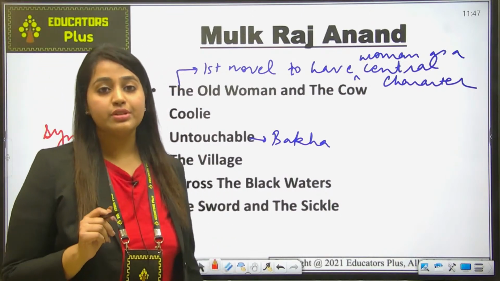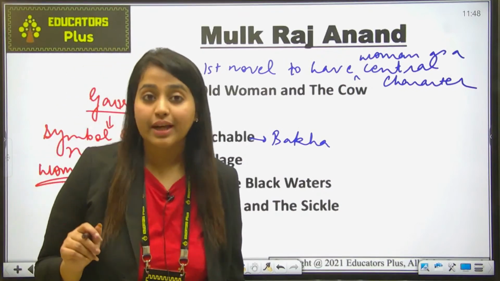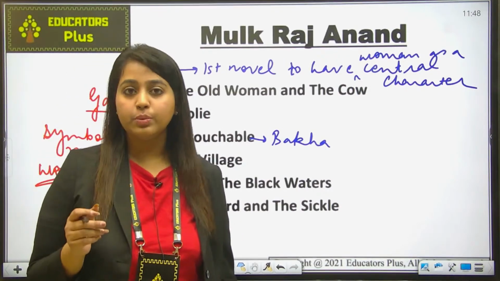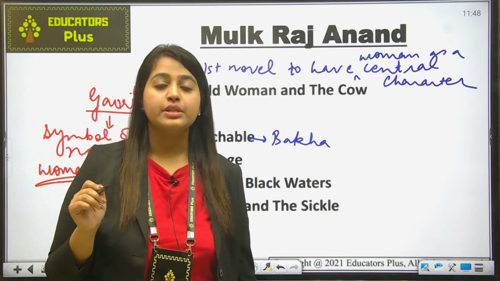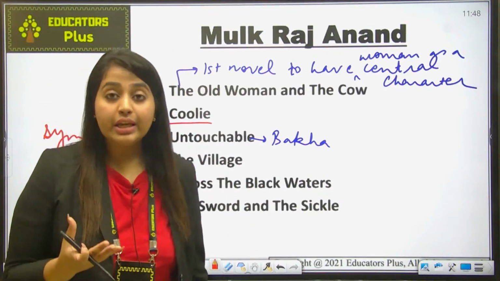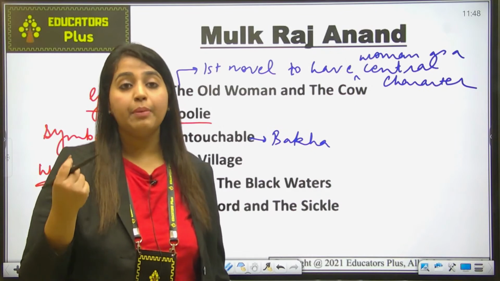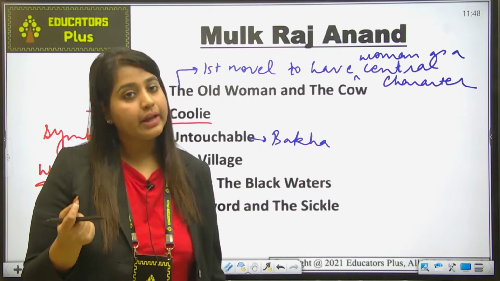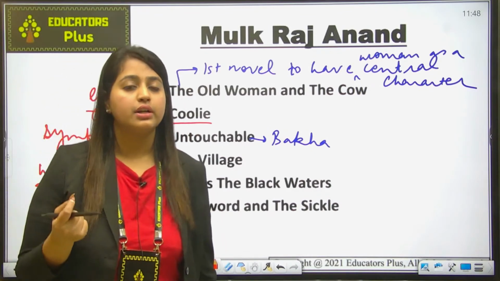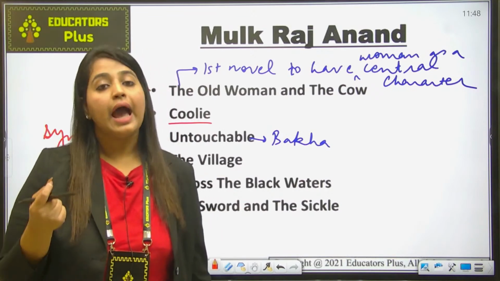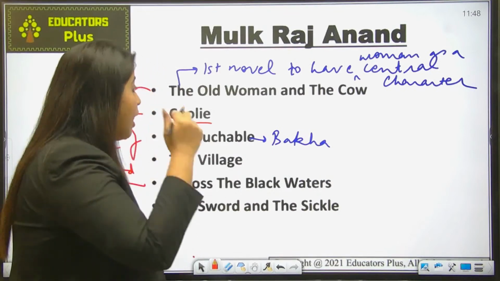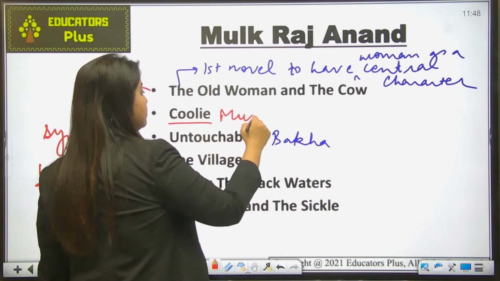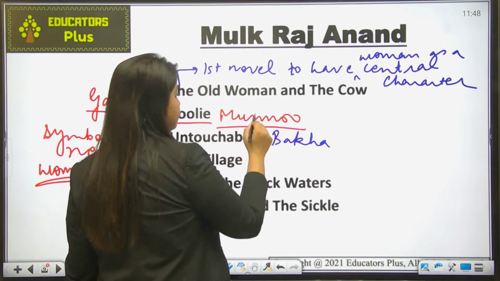Let's study some other works of Mulk Raj Anand. So his major work is Coolie. After that, Coolie has been written, and this novel gives a commentary upon the caste system. Again it touches upon the theme of caste system, and it narrates the story of a 14-year-old boy Munnu. There it was Bakha, here it is Munnu. Okay?